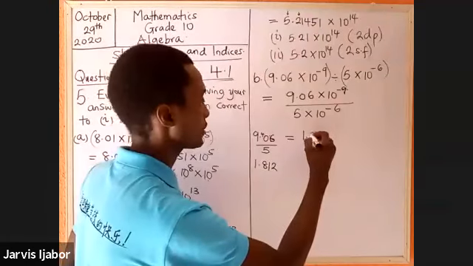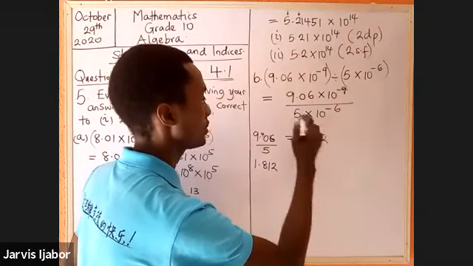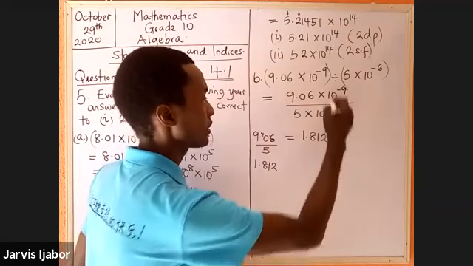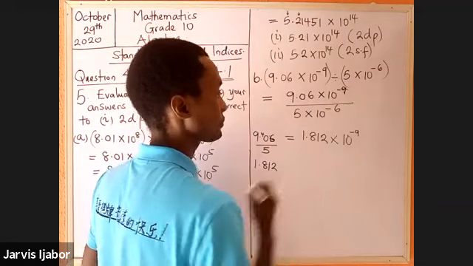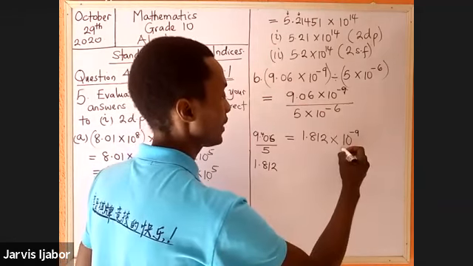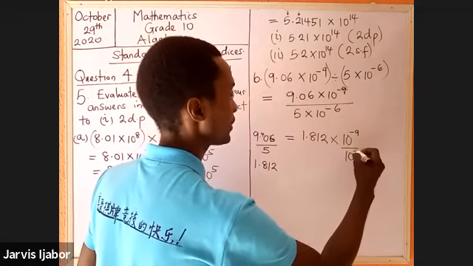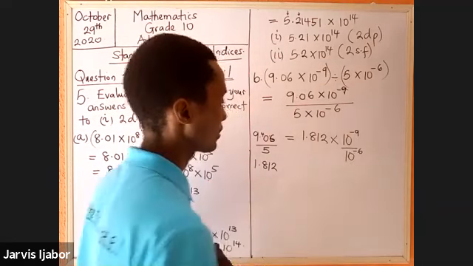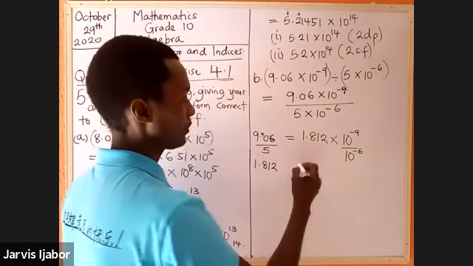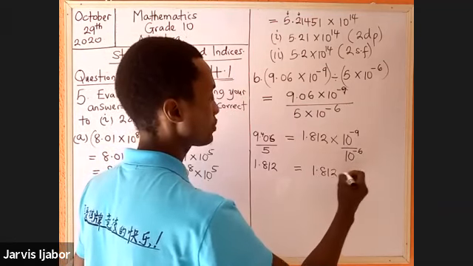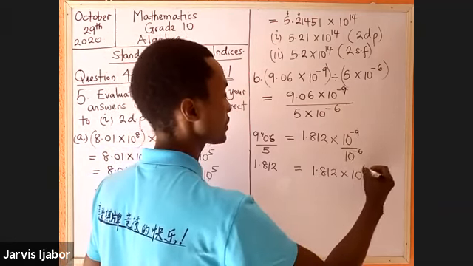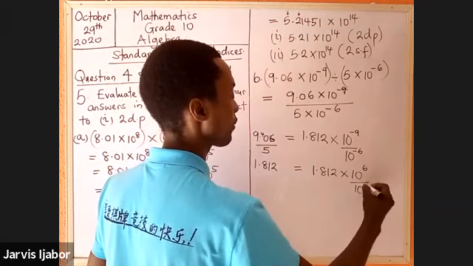And this will be 1.812, this divided by this, times 10 raised to the power of -9 divided by 10 raised to the power of -6. Now, this will mean 1.812 times 10 raised to the power of 6 over 10 raised to the power of 9.